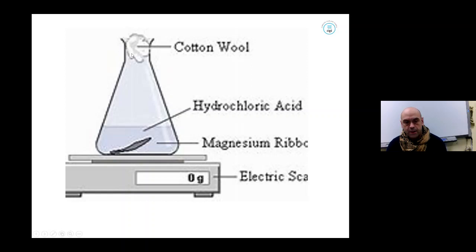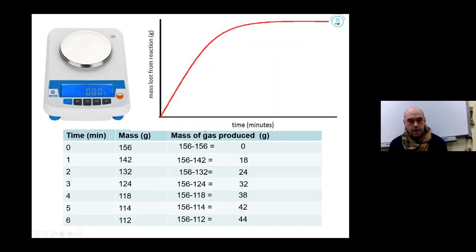Just pointing out here, we have a cotton wool plug in the flask. This is to stop splashing. We don't want to lose mass because we're losing reaction mixture, but it does allow for the gas to escape. And as you'd expect, we'd see the mass of our flask contents decreasing. We're losing atoms as that gas.